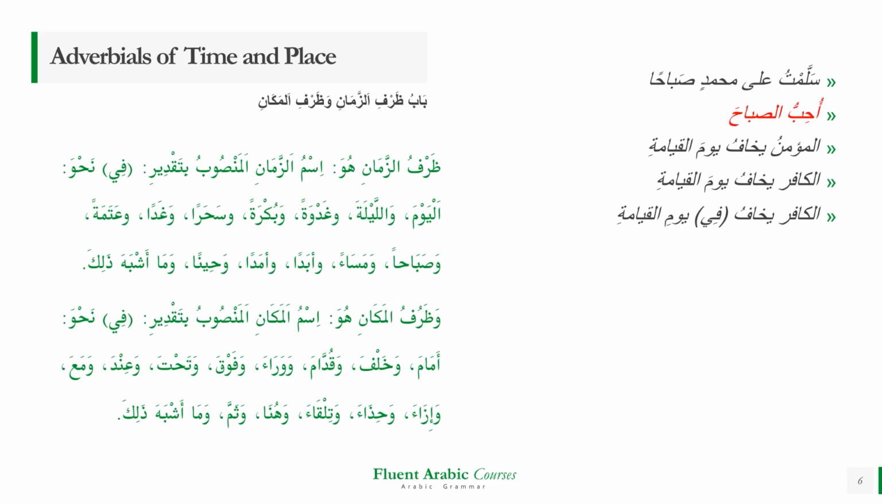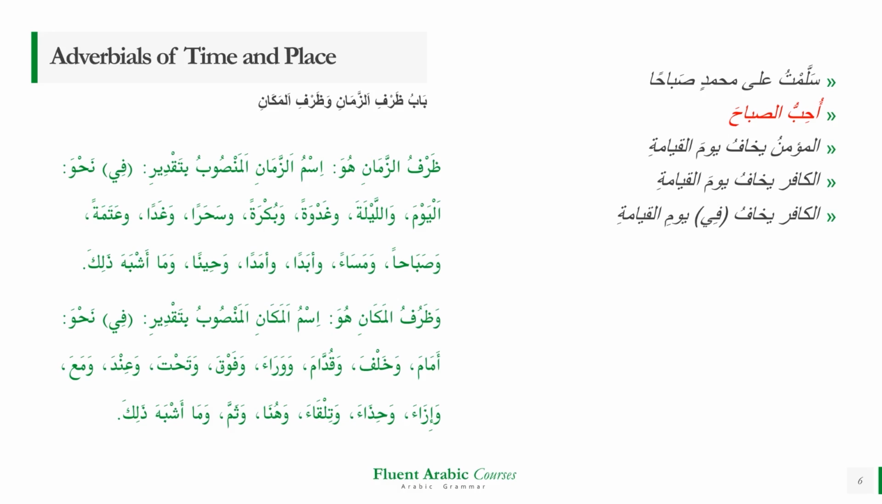The adverbials of time and place. باب ظرف الزمان وظرف المكان. ظرف الزمان هو اسم الزمان المنسوب بتقدير في، نحو اليوم والليلة وغدوة وبكرة وسحرا وغدا وعتمة وصباحا ومساء وأبدا وأمدا وحينا وما أشبه ذلك. So the adverbials of time and place, and we're going to talk about the adverbial of time or ظرف الزمان first.